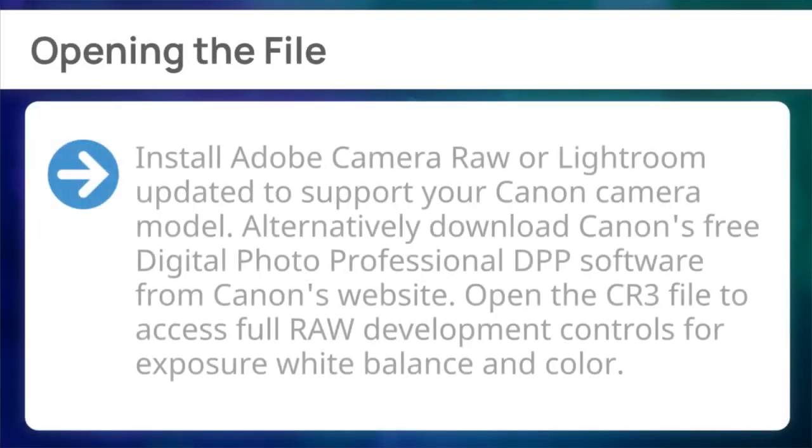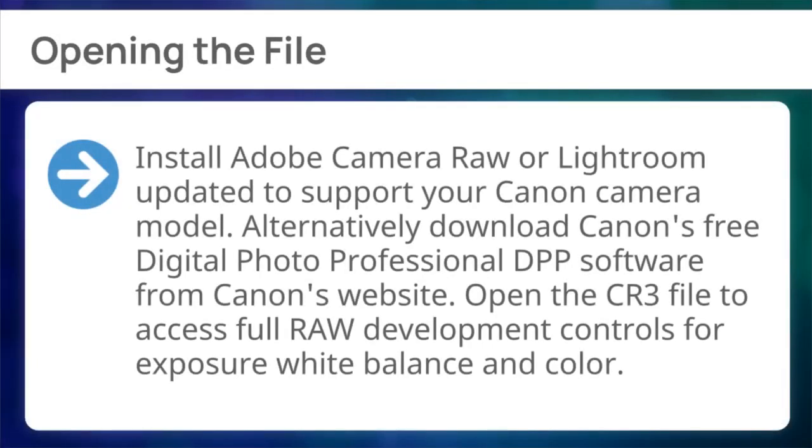First, opening the file. Install Adobe Camera Raw or Lightroom. Update it to support your Canon camera model. Alternatively, download Canon's free Digital Photo Professional, DPP, software from Canon's website. Open the CR3 file to access full RAW development controls for exposure, white balance, and color.